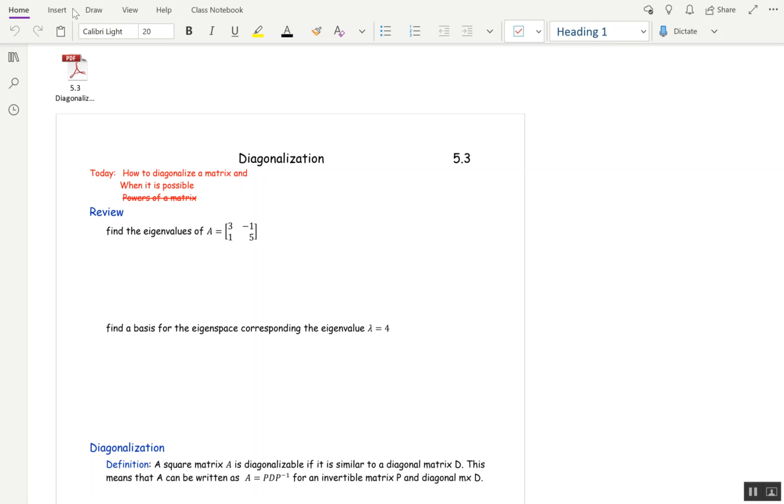This is section 5.3. Today we're going to talk about how to diagonalize a matrix, what that means, and when it is possible. We're going to skip doing powers of a matrix. All right, let's start with the review.